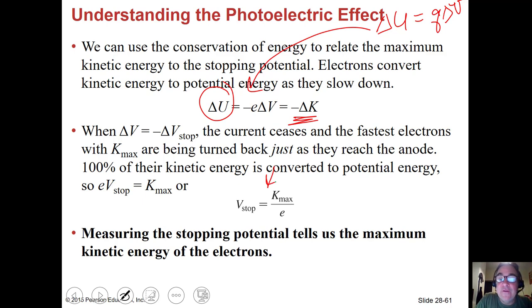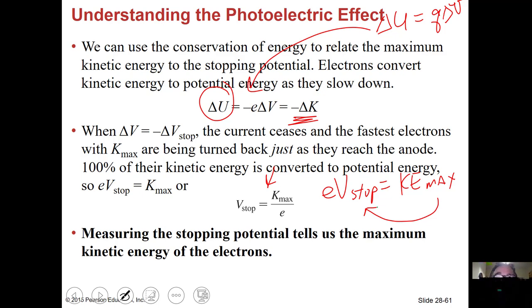Maybe another step would have been writing e times V stop. That's the electrical potential energy. Where did it come from? Well, the kinetic energy, that's where it came from. So this kinetic energy turned into electrical potential energy. Okay, good. So if you were able to measure the V stop where you have no current anymore, you know what the maximum kinetic energy of the electrons must have been.